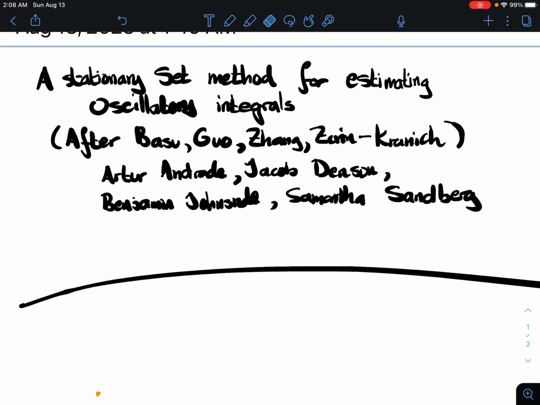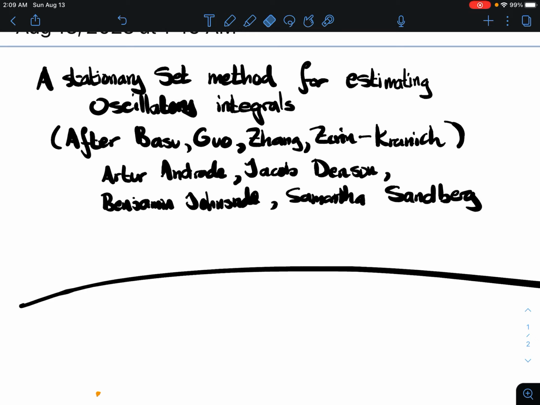I'm Jacob Denson, and together with my group, Arthur, Benjamin, and Samantha, we're talking about the paper A Stationary Set Method for Estimating Oscillatory Integrals, which is a paper by Basu, Guo, Zhang, Zorin, Kranich. So we've put together a study guide for this paper, and we hope you'll take a look at it.